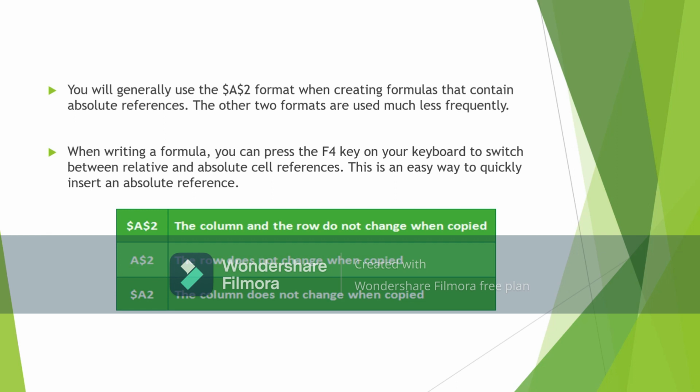When writing a formula you can press the F4 key on your keyboard to switch between relative and absolute cell references. Actually, when you want to lock some column or row, just use the F4 key. It will give three options: both column and row locked, otherwise only the row locked, otherwise only the column locked. Likewise, you can get three options. Just use what you want.